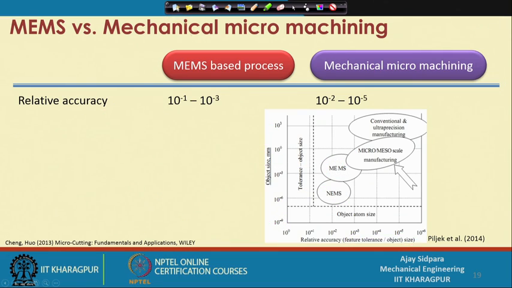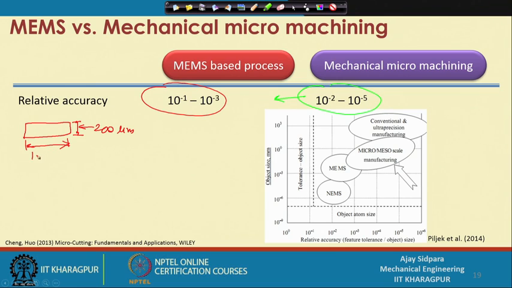But the problem with this particular component is that you are able to do the dimension control in this case very easily. But if you see this particular part, now consider we have a shaft diameter of 200 micron and length around 2 millimeter. Now, we have done a turning operation here. So, the first operation is turning, similar to the earlier operation, but it is micro turning.